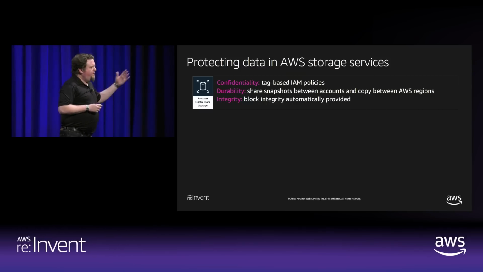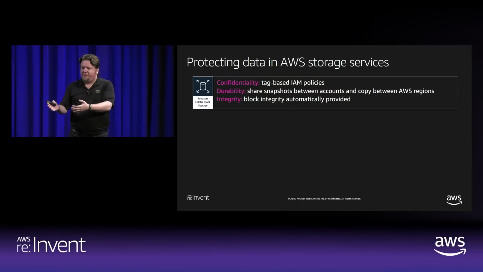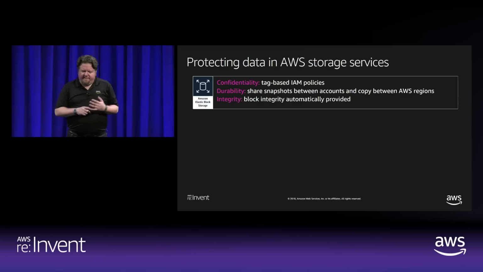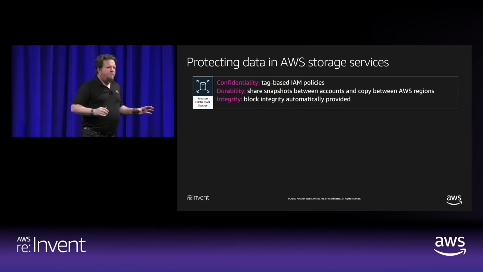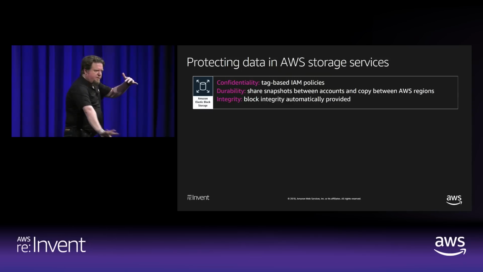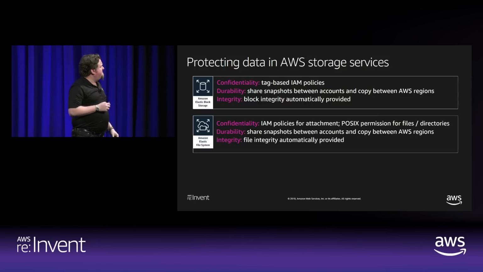Durability: you can move snapshots around. As an implementation detail, snapshots are held in S3. So when you take a snapshot and we hold it for you, we're using S3, so you're inheriting the benefit of the durability of S3. And finally, integrity is just something we solved for. There are no bad blocks on EBS, nothing corrupted. We solve that as part of presenting the block device to you in the first place.